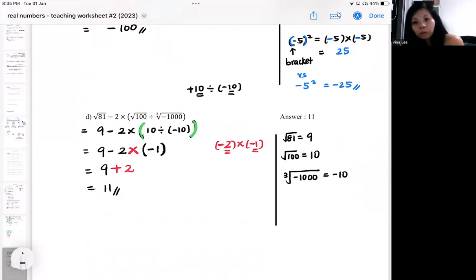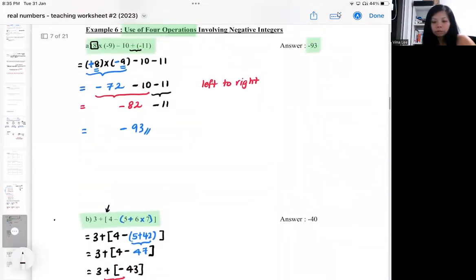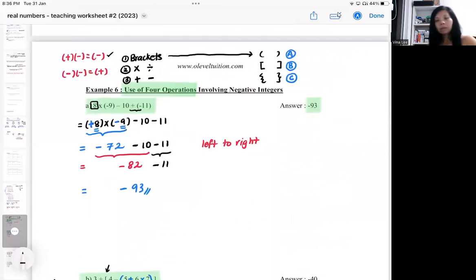So you remove all the square roots first, then you think about the operation. Okay, so we look at the rules. We are still using back the rules. Positive and negative becomes negative. Double negative becomes positive. And this will be for the four operations.